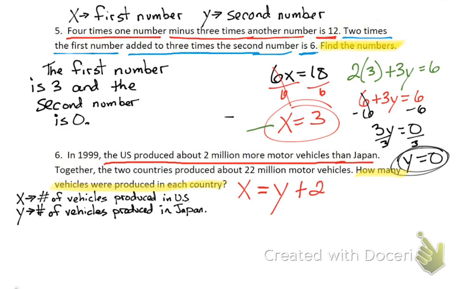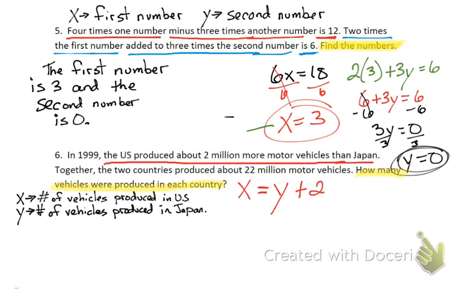Now, some people are going to say, well, isn't there another way to write that? And yes, there is. You could say the number of vehicles the U.S. produced minus 2 million equals the number that Japan produced. So you could say x minus 2 equals y, which, again, you'll notice that if you just subtract this 2 on both sides, you'd get that same thing. So either one of those would be fine. I usually go with this: the amount the U.S. produced is equal to the amount Japan produced plus 2. And there's your first equation.